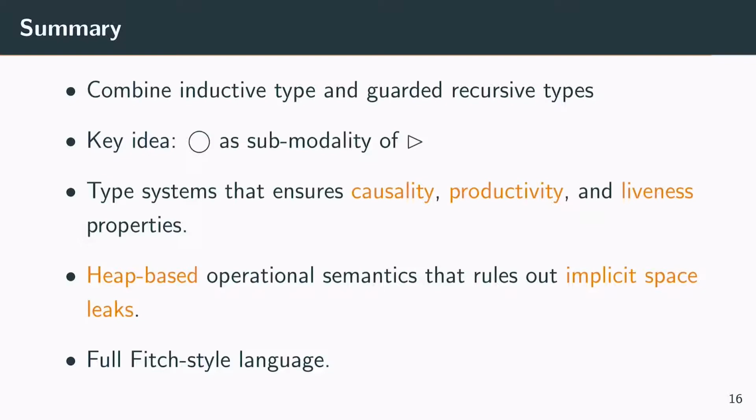So the resulting type system will ensure causality, productivity, and allows us to express liveness properties in the form of inductive types. The operational semantics will, by construction, rule out implicit space leaks. It's impossible to retain memory implicitly over time. And we use a Fitch-style approach to deal with modal types, which allows us to get rid of let bindings and pattern matching to operate with modal types in a much more concise manner.